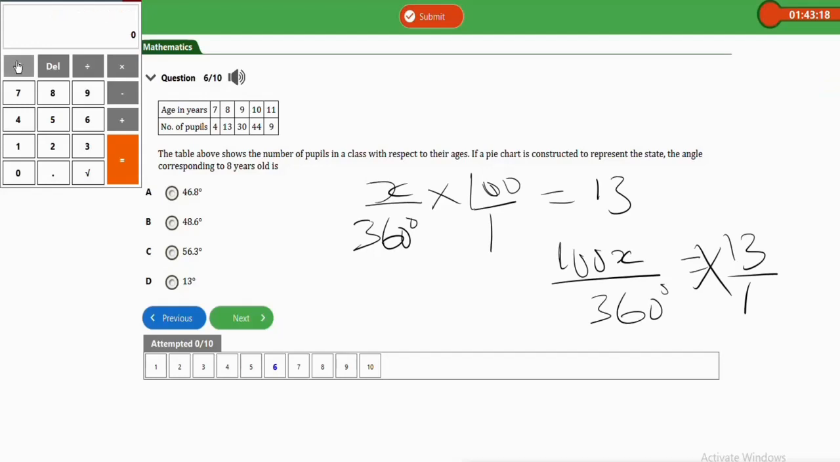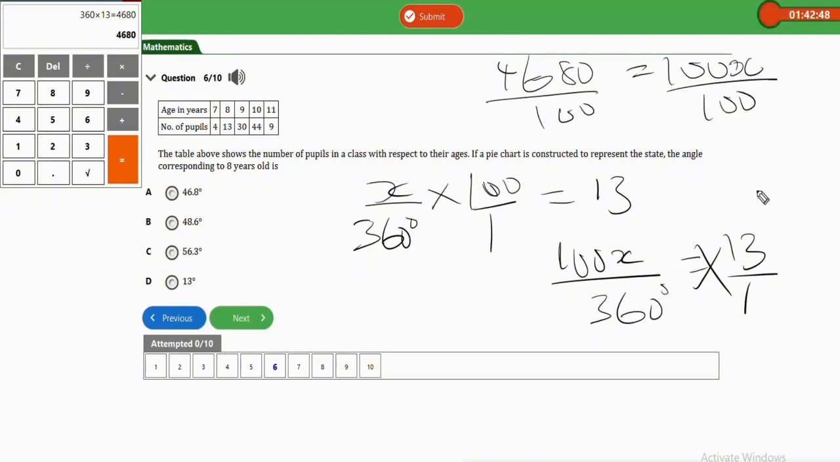360, let's punch in the calculator, 360 degrees times 13. So we have the output to be this. Okay, so this will give us 4680 equals 100x. Divide both sides by 100. This will cancel this, this will cancel this.